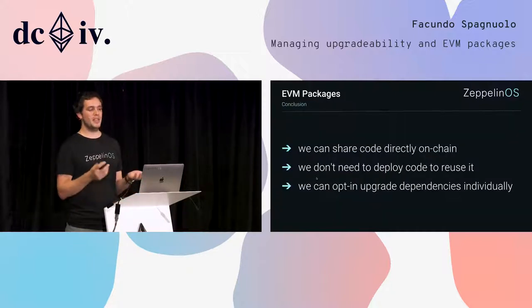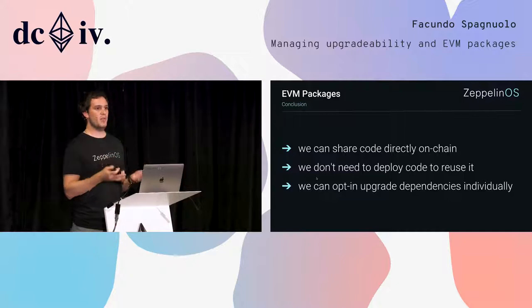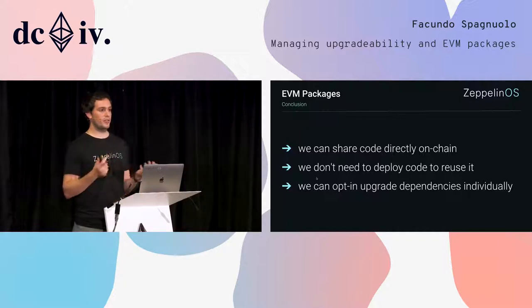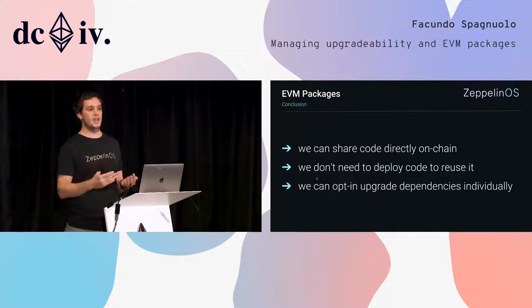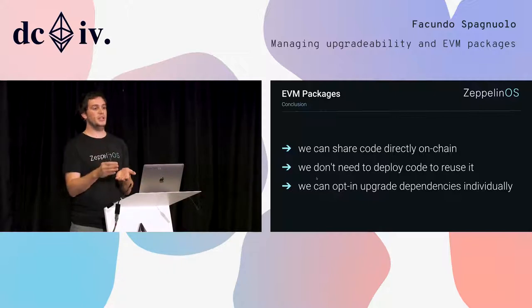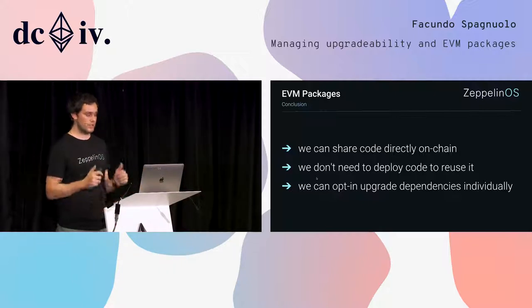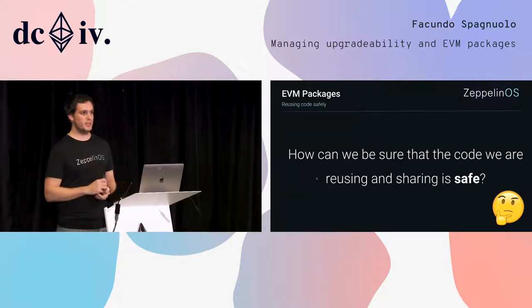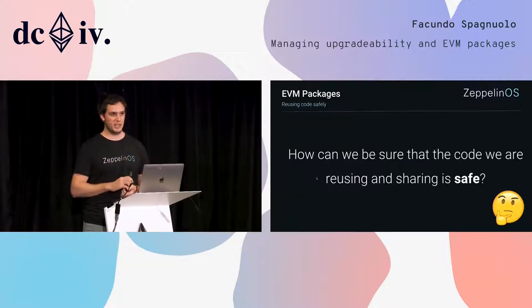So, summing things up, EVM packages allow us to reuse code that is already deployed on-chain, so we don't have to redeploy it every time we want to use it. And of course, as we saw before, we can opt in to update our dependencies if the developers of those EVM packages that we're linking to provide new versions. So this is really cool. And let's go a little bit further on the EVM packages thing.